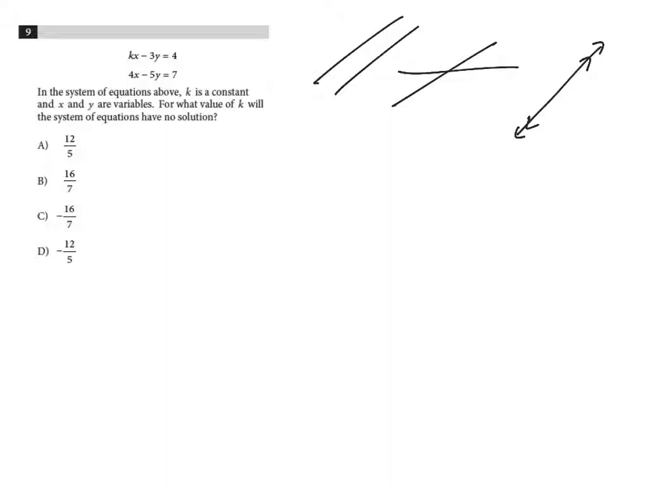Now, for a system of equations that has no solutions, we know that the slope of the lines has to be equal. Okay, slope of the lines has to be equal, and the y-intercepts have to be different. Okay, so if we just put these two equations in slope-intercept form, we should be able to solve this problem. So I'm going to start with the first one.